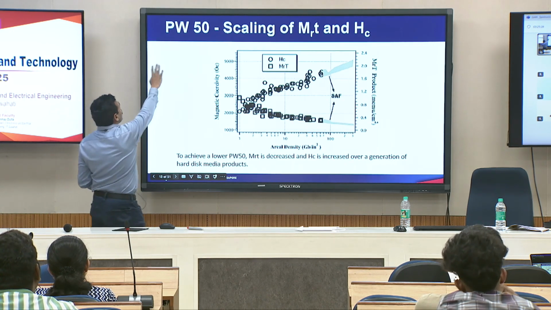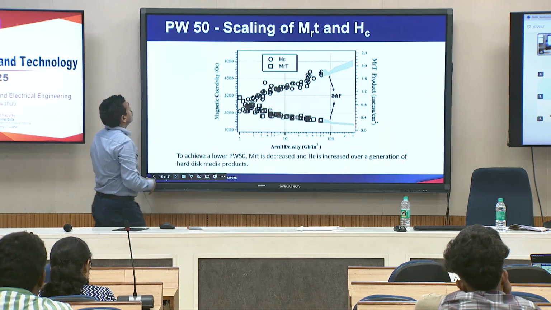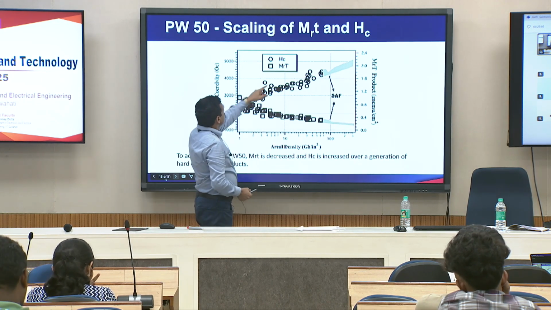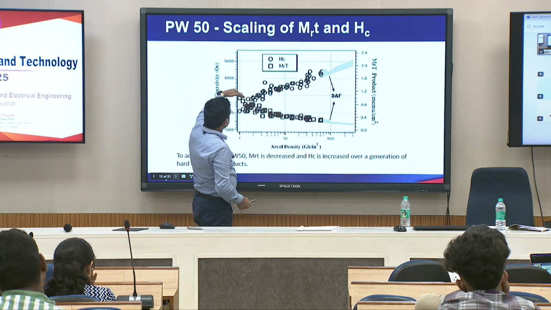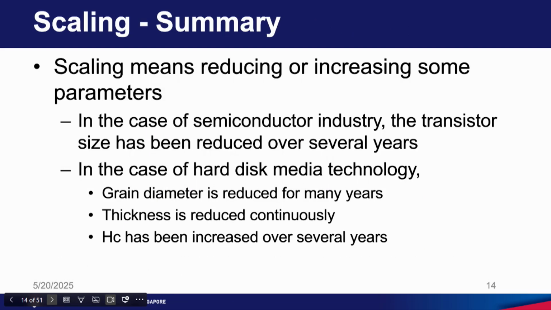Secondly, I told you briefly about pulse width, this also we need to reduce. To reduce pulse width we need to reduce the MR multiplied by thickness. In this picture you can see that this MRT has been reduced. This is typically reduced by reducing the thickness, and coercivity has to be increased. So, all these things happen.